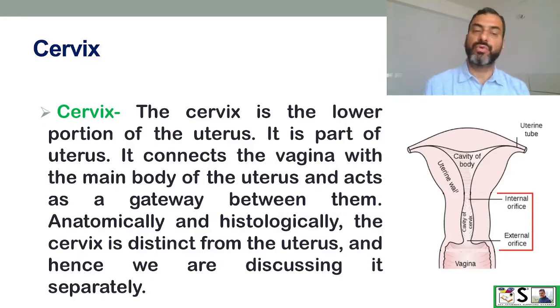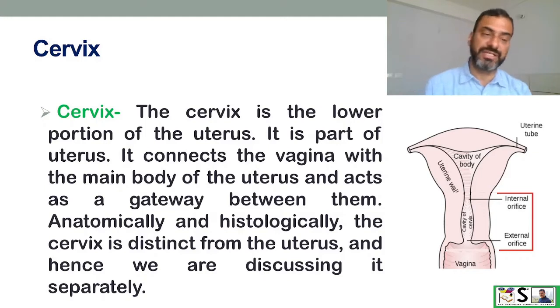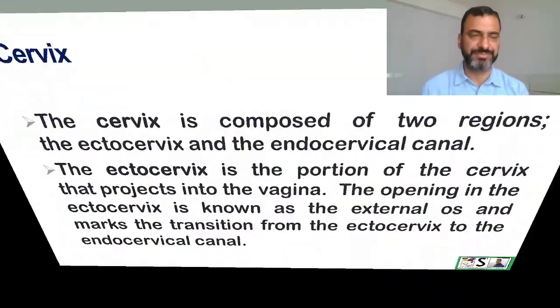The cervix is the lower portion of the uterus. Actually, it is a part of the uterus, but still we are discussing it here separately. It connects the vagina with the main body of the uterus and acts as a gateway between uterus and vagina. Anatomically and histologically, the cervix is distinct from the uterus. That's why we are discussing it here separately.